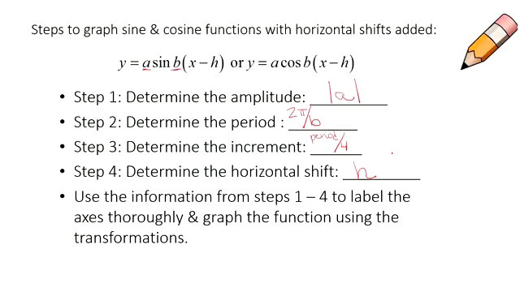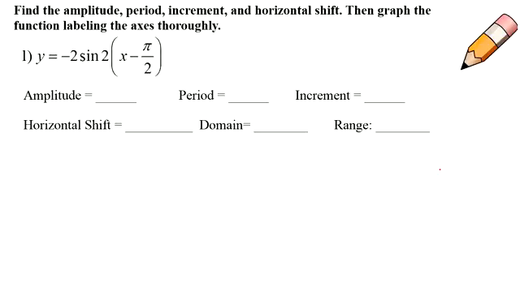Now, remember, this is going to be opposite of what you think. So, negative inside is going to move you right. Positive inside, that's going to move you left. So it is going to be opposite of what you think. Then you're going to use this information to label and graph using this transformation. Let's take a look at a couple examples here.